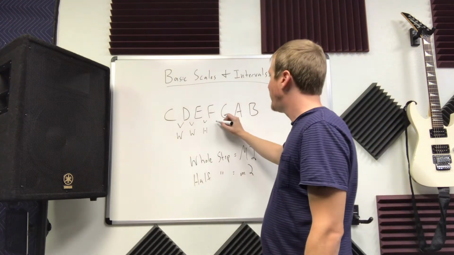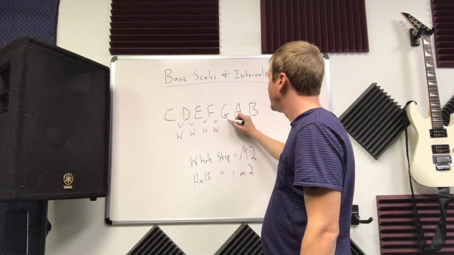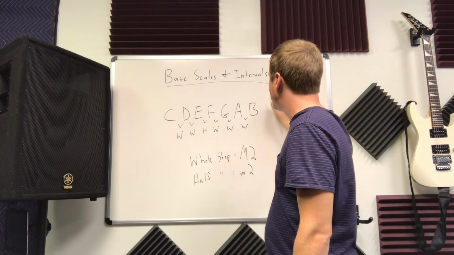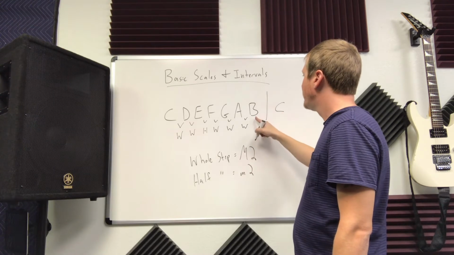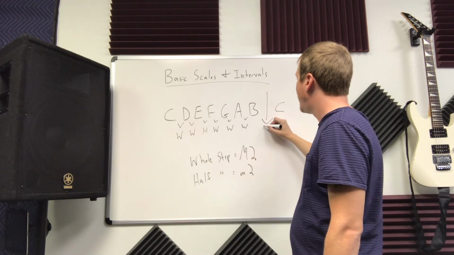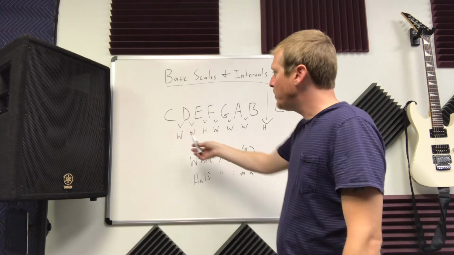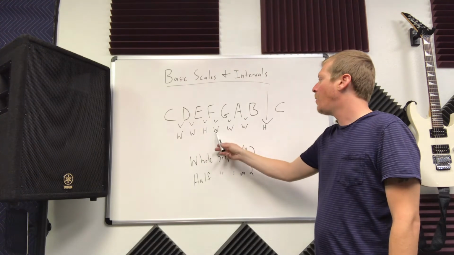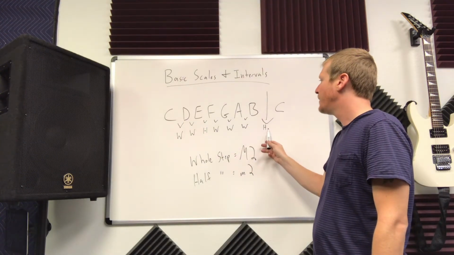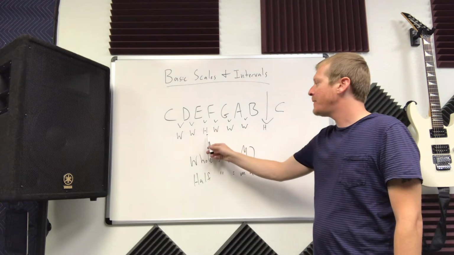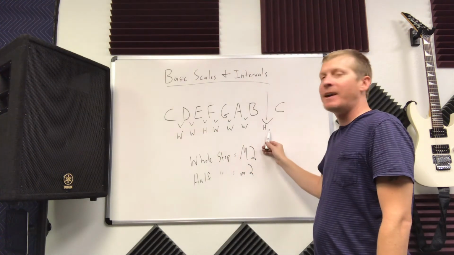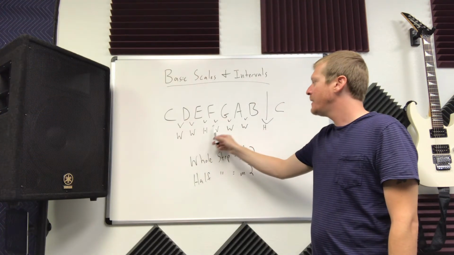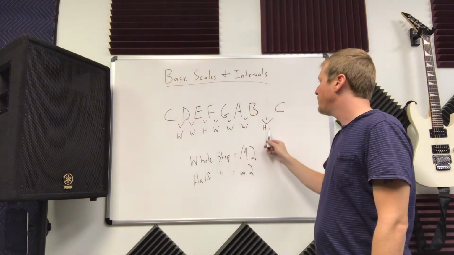From F to G is a whole step. G to A, whole step. A to B, whole step. Now if we go to the next octave here, from B to C is actually a half step. So the formula for a major scale we can say is whole, whole, half, whole, whole, whole, half. So whole step, whole step, half step, and then three more whole steps and then a half step. Again, we could also call that major second, major second, minor second, major second, major second, major second, minor second.